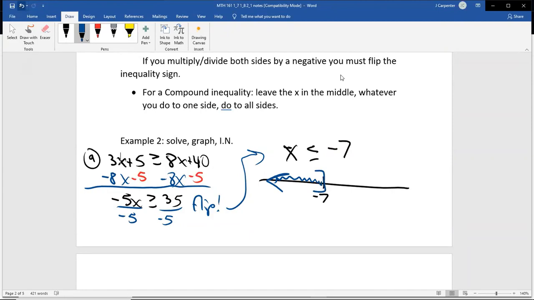Negative 7 is not the furthest left number. This is a grand mistake people make. Negative 7 is the right number. It's negative infinity, not just infinity, negative infinity. That is on the left. Comma, then the negative 7. The 7 gets a bracket. Infinities always get parentheses. There are our 3 answers.